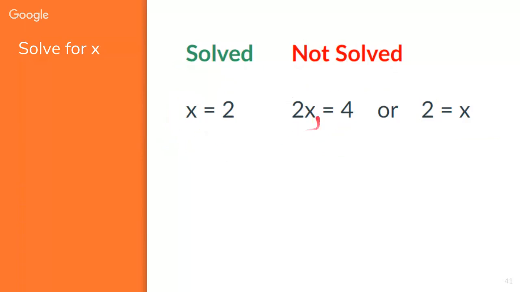This is not solved, even though there's an x on the left-hand side, because there is a 2 here. You have to move the 2 to the right-hand side, and then it'll be solved. This is also kind of considered solved because x is all by itself. However, we like and prefer having x on the left, not on the right.